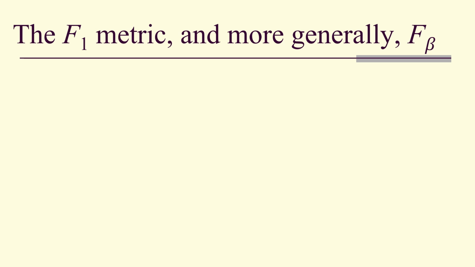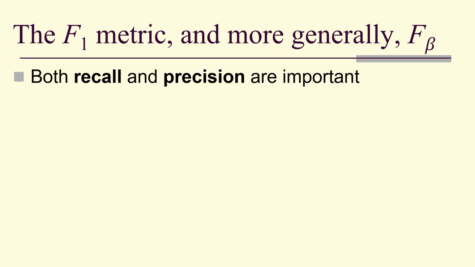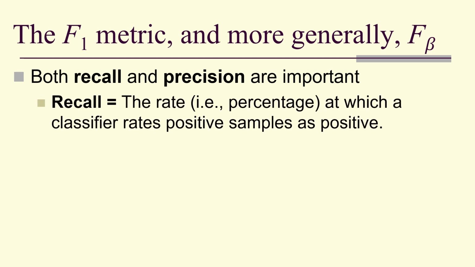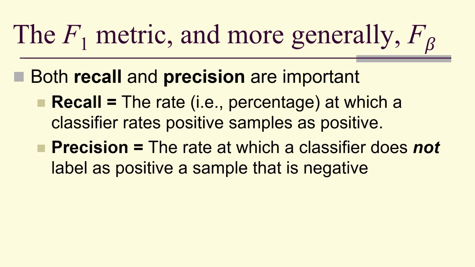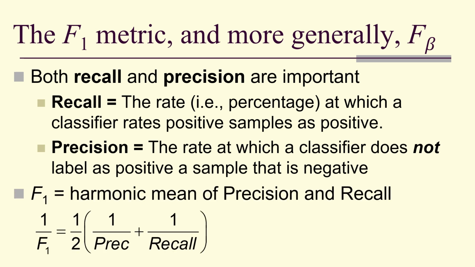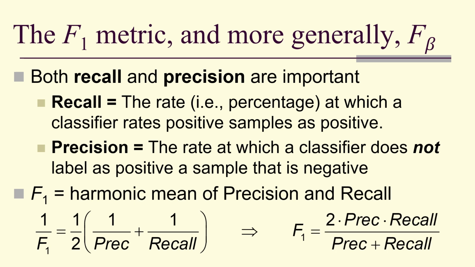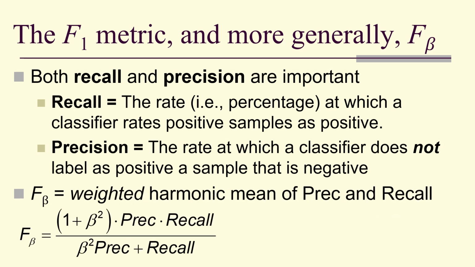There's also the F1 metric, and more generally the F beta. Both precision and recall are important. Recall, the rate at which a classifier rates positive samples as positive. Precision, the rate at which a classifier does not label as positive a sample that is negative. And F1 is the harmonic mean of the precision and recall. So 2 times precision times recall over the precision plus the recall. F beta is the weighted harmonic mean of precision and recall, as you can see here. And notice that if beta is equal to 1, we just get the F1 score.